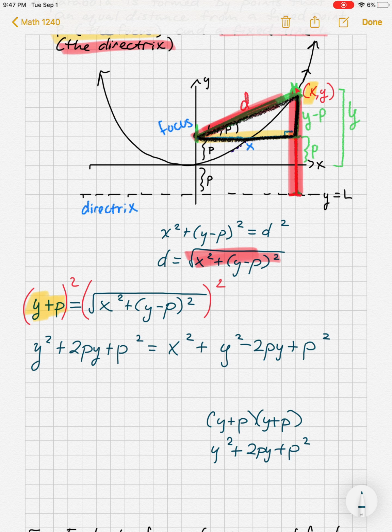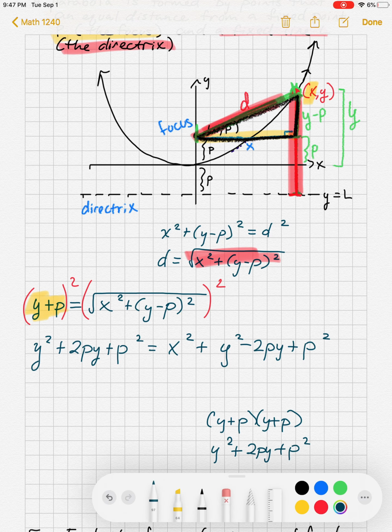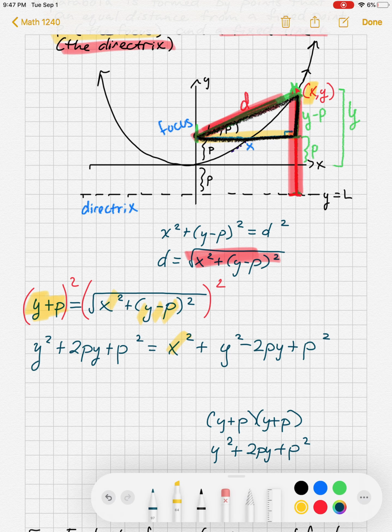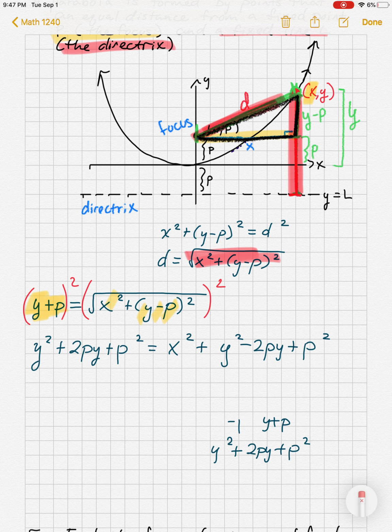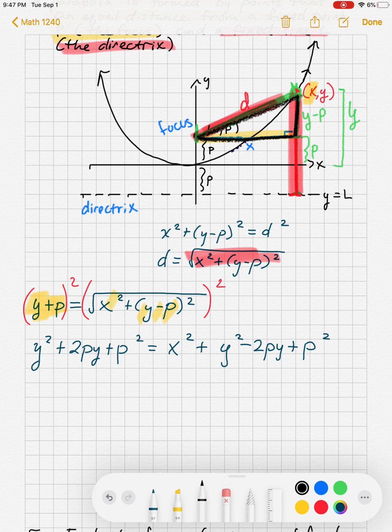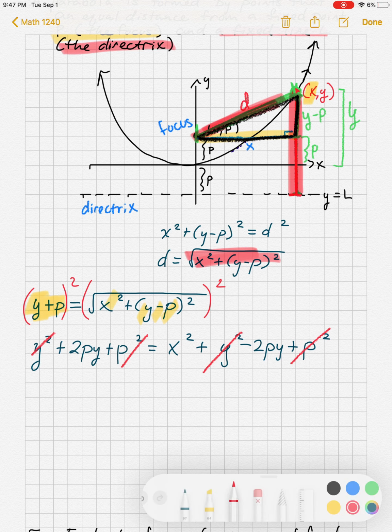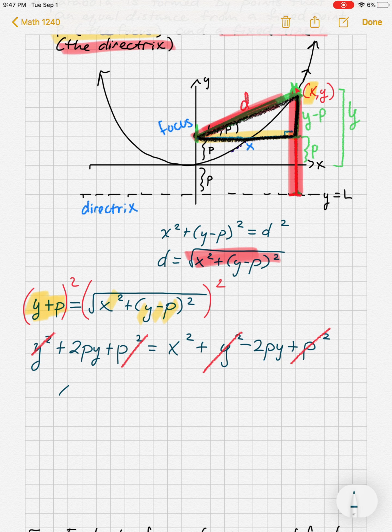Let me look at the other side. Okay, x squared. Then I'd have y squared. I have minus 2py plus a p squared. I think that looks okay now. Now I should get some cancellations. Okay, y squareds will cancel. P squareds will cancel. Oh, so that turns out nice. So let's see. What do I have left? Then I have an x squared equals 4py.